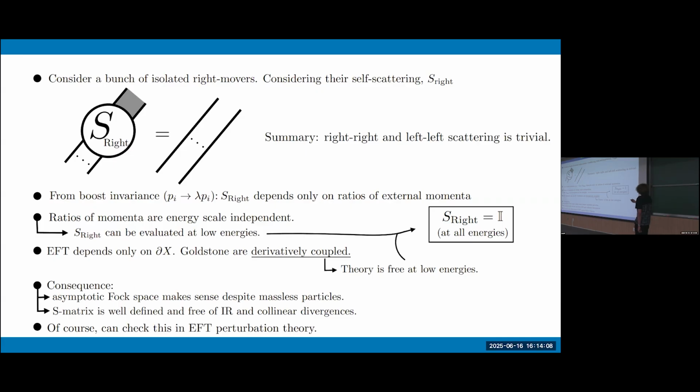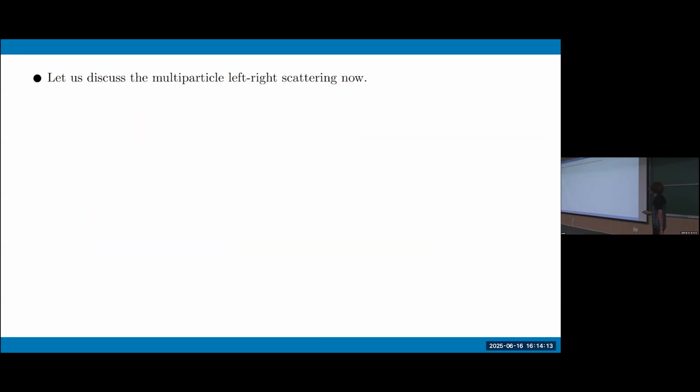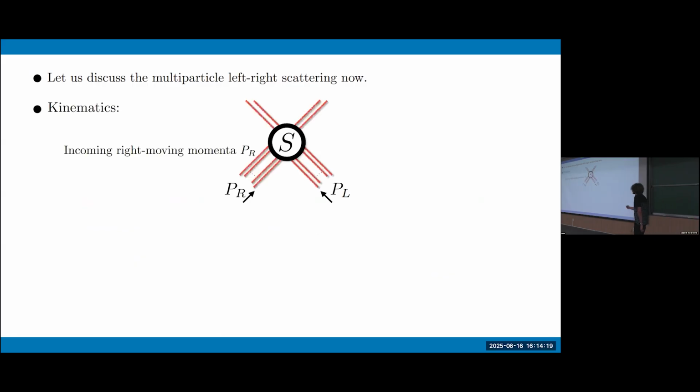Okay, so the summary is that right-right scattering, equivalently left-left scattering, is trivial. And so now we can discuss the actual non-trivial part of the S matrix, which is the left-right scattering. We'll be considering this as a multi-particle process. Let's discuss first some kinematics. We'll consider incoming right-moving momenta, PR, the total right-moving momenta, and let's say that they're divided among n incoming right movers. Same story applies for left movers and for outgoing particles.